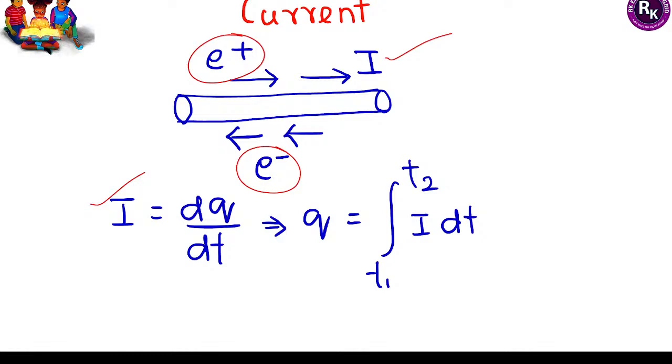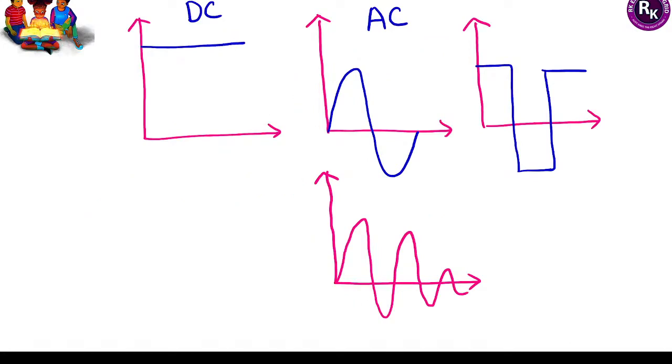From this, q is equal to the integral of i dt, and we can bring the relation q = ∫ i dt. And next, if you are discussing current, there are two types of current.